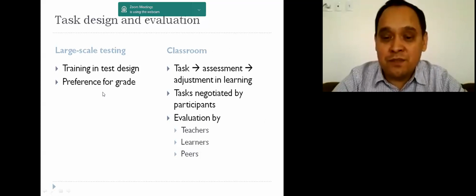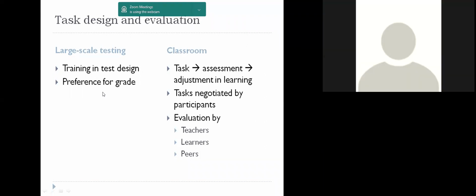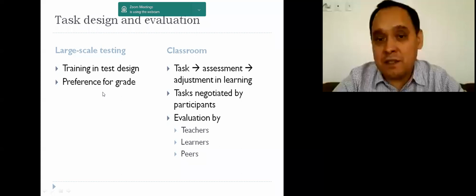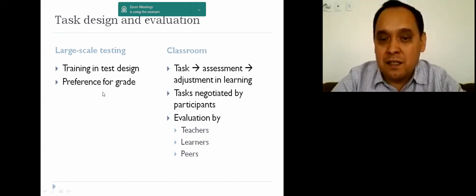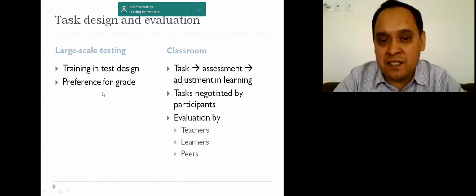When it comes to evaluation, the evaluation of the student's performance in classroom assessment is done by the teacher, obviously, but it can also be done by students themselves, like in the self-assessment approach. And we can also include a peer assessment aspect, where students sit together and give each other feedback. So evaluation does not have to be done by one person only, as is the case in large-scale testing.